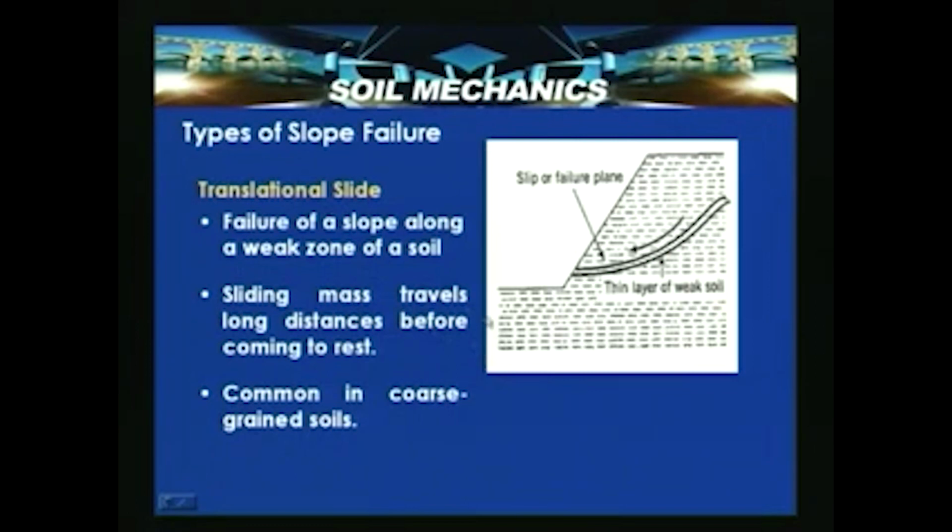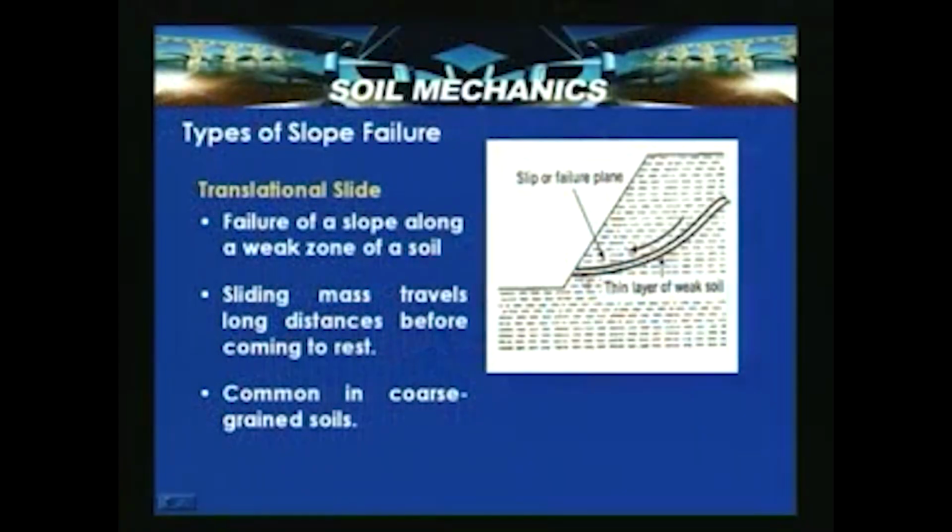Now, as we are discussing the types of slope failure, let us see a translational slide. In this, a failure of a slope along the weak zone of a soil can take place, which can induce a failure of a portion of the soil above it. So, this is a slip or failure which is indicated, and it can occur once the resisting forces are dominated by driving forces, that is, the driving stresses induce the failure along that weak plane.